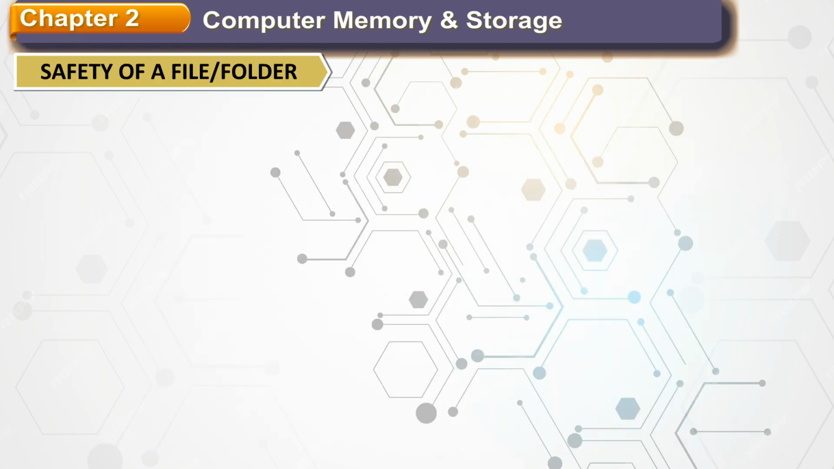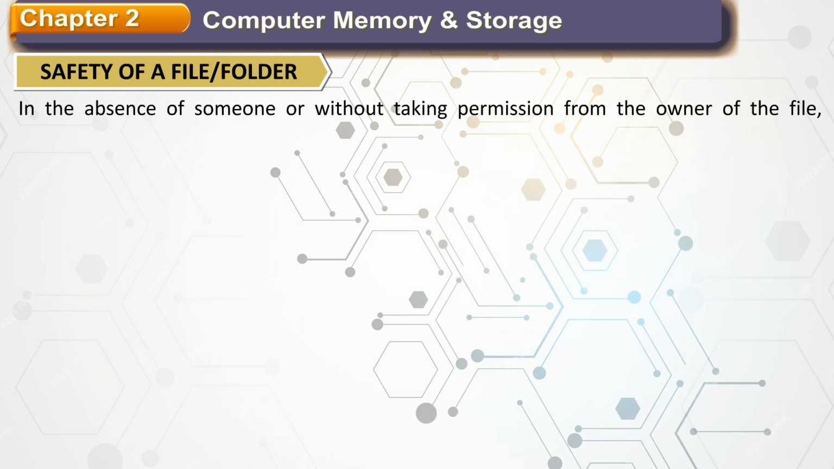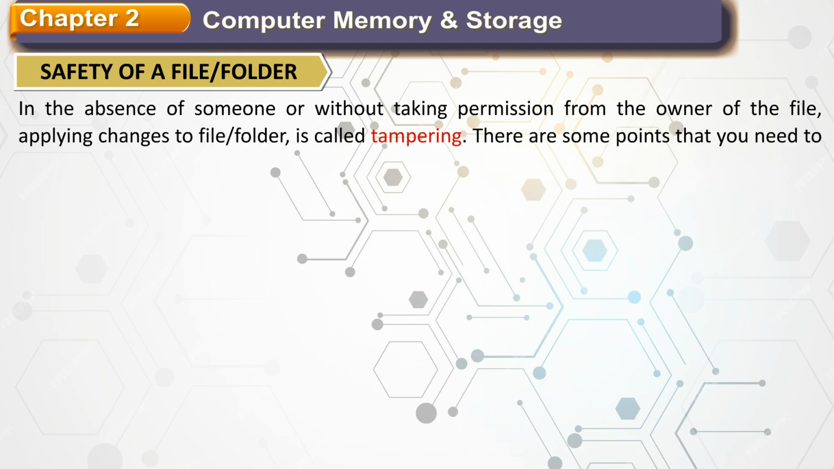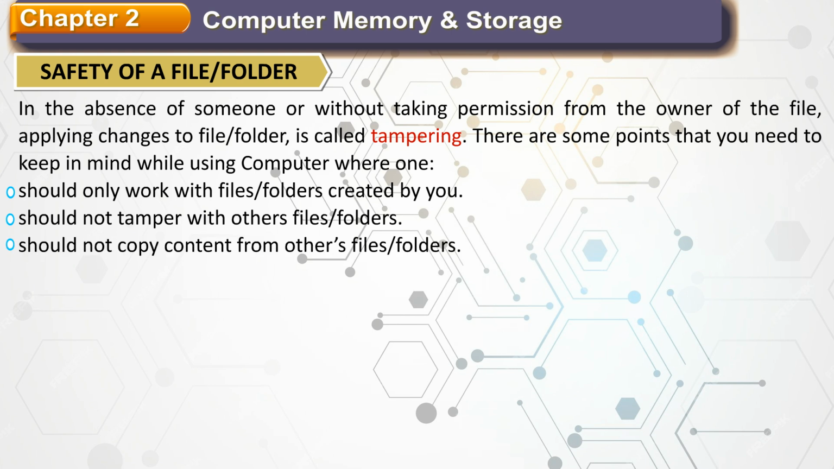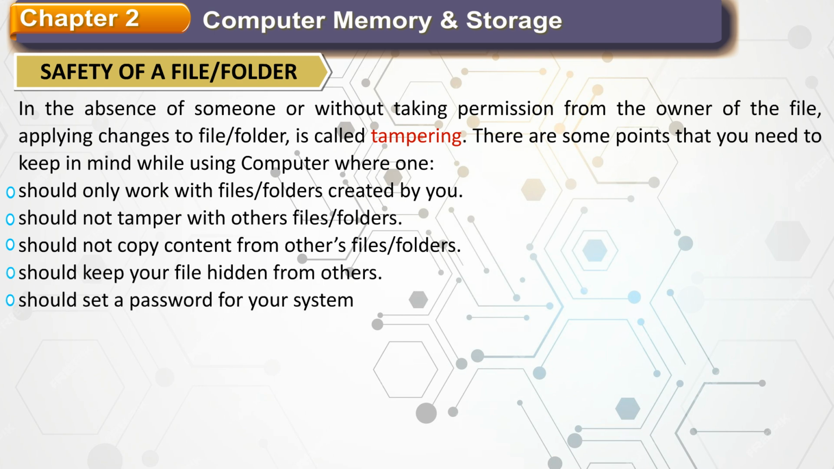Safety of a file or folder. In the absence of someone or without taking permission from the owner of the file, applying changes to a file or folder is called tampering. There are some points that you need to keep in mind while using a computer. One should only work with files and folders created by you. Should not tamper with others' files and folders. Should not copy content from others' files and folders. Should keep your files hidden from others. Should set a password for your system. Should not share passwords with others.